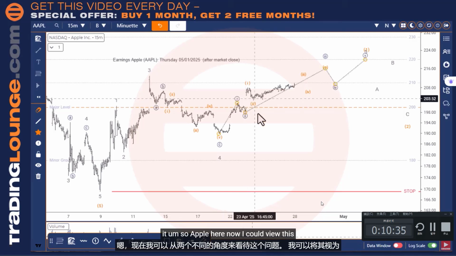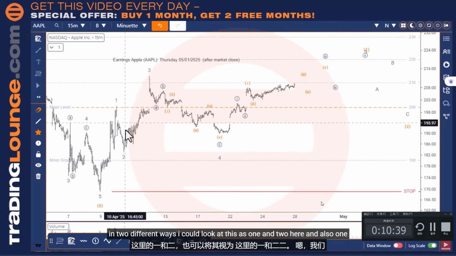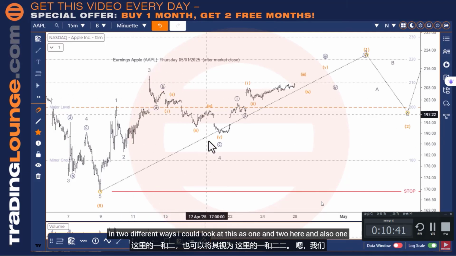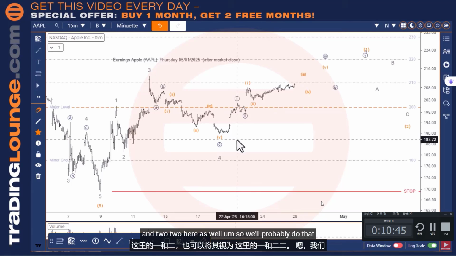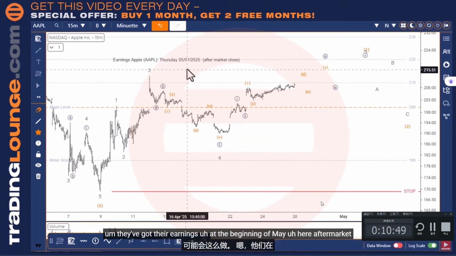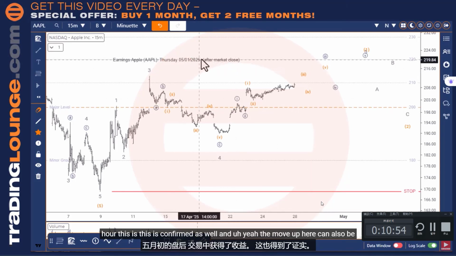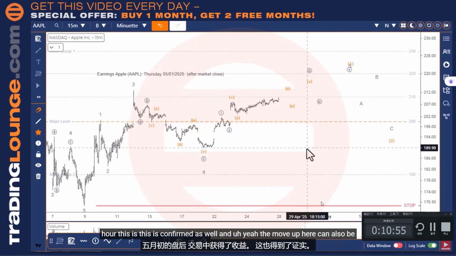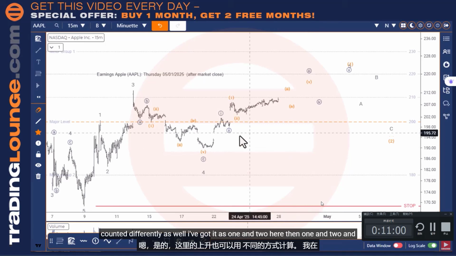So Apple here now. I could view this in two different ways. I could look at this as 1 and 2 here, and also 1 and 2 here as well. So we'll probably do that. They've got their earnings at the beginning of May here after market hours. This is confirmed as well, and the move up here can also be counted differently.